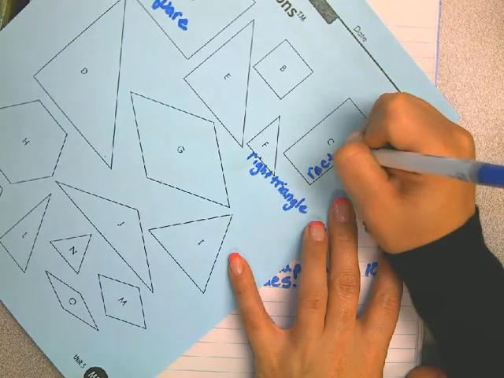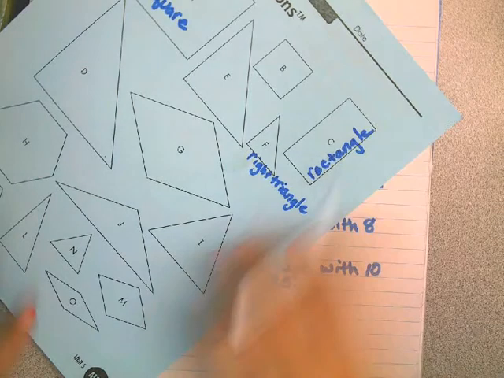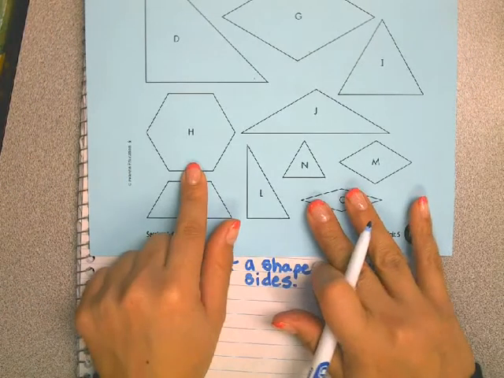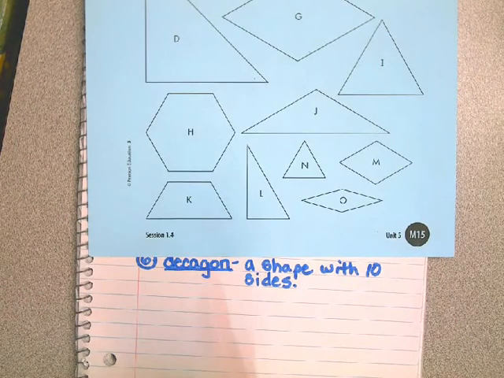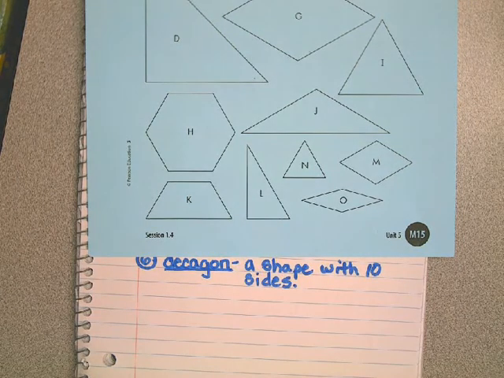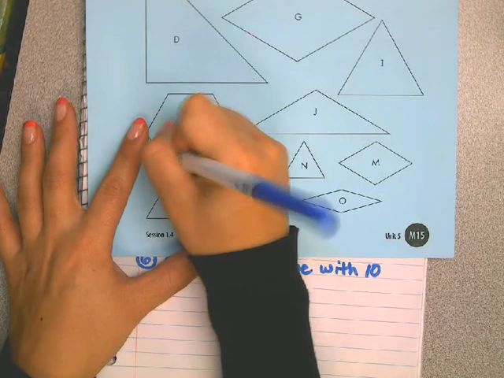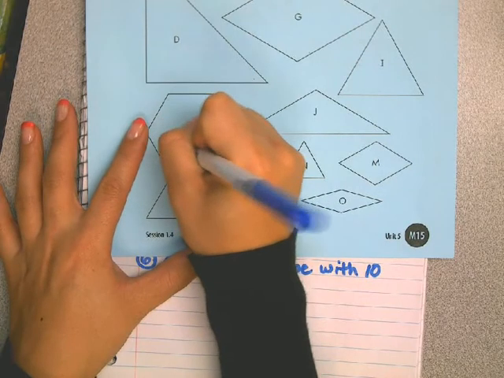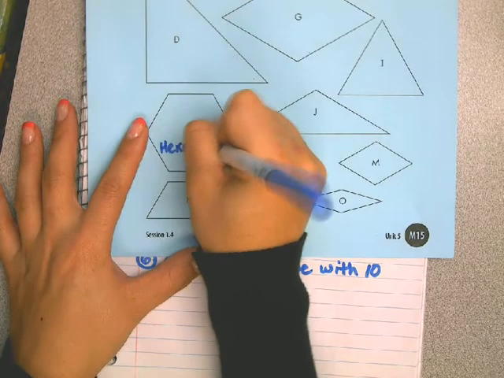What else do we need to know? Aha! What is H? Dewey. You can use your notes if you need to. A hexagon. Hexagon. Good job. And K. What is K?